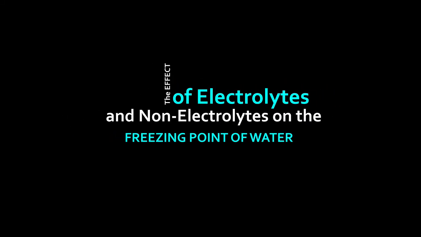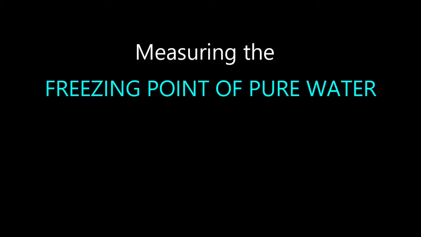Today we will look at the effect of electrolytes and non-electrolytes on the freezing point of water. Sodium chloride will be our electrolyte and urea our non-electrolyte. As you may remember, an electrolyte forms ions in solution and a non-electrolyte does not. Generally, electrolytes are ionic compounds and non-electrolytes are molecular compounds. There are exceptions, of course, which you learn about in other parts of the course.